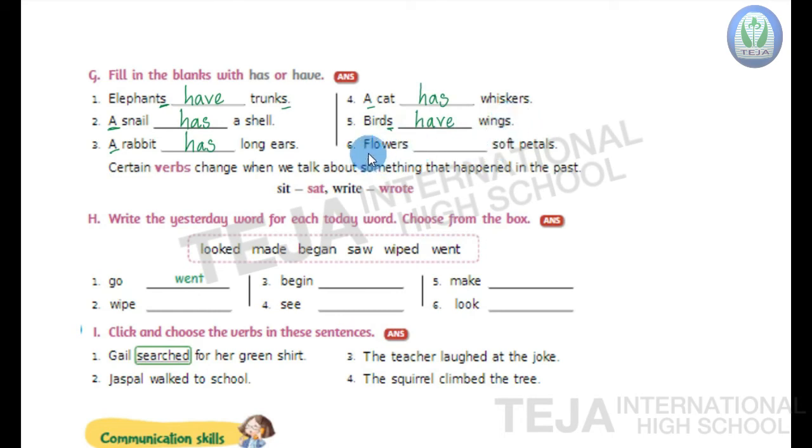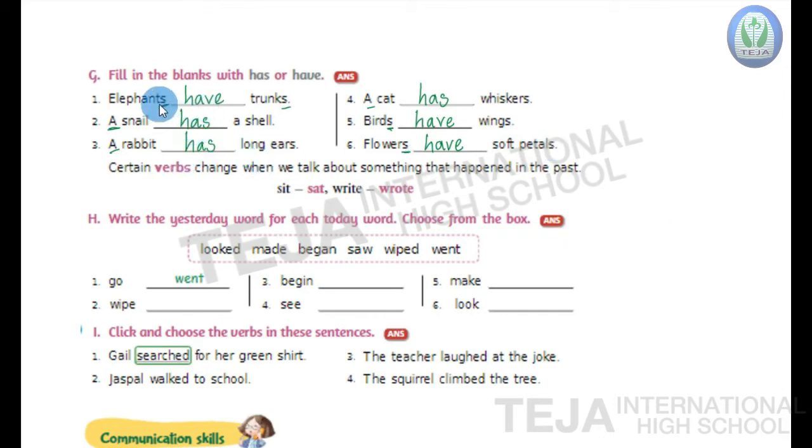Okay. Now sixth one, children. Flowers, soft petals. So here flowers, yes, that is more than one flower. So when more than one is there, what do we have to use? You have to use have. Write have in the blank and now read the sentence. Flowers have soft petals.